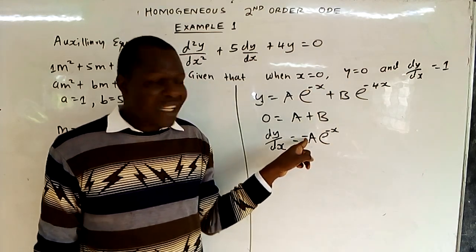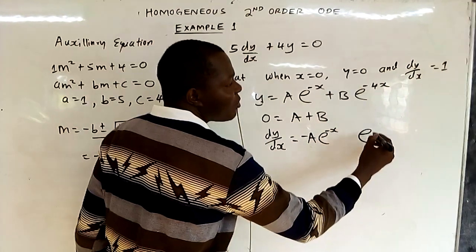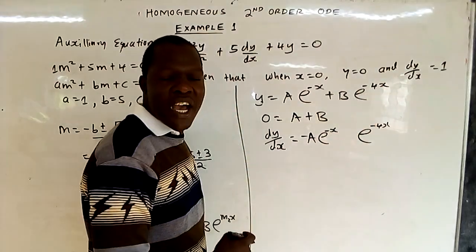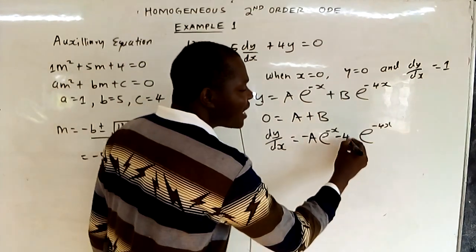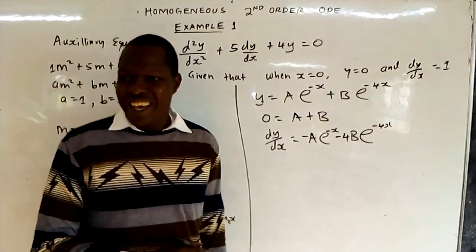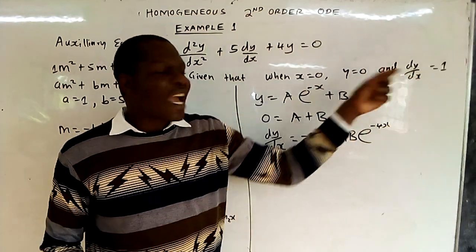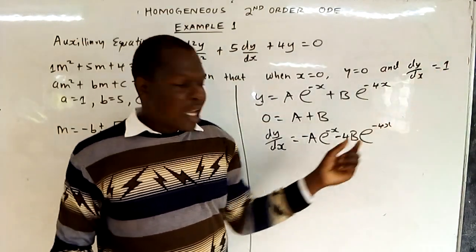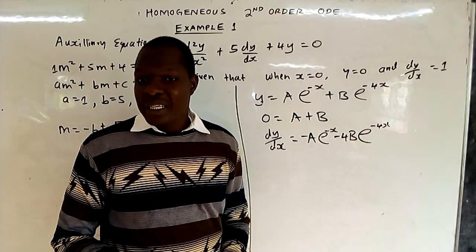Are you seeing? Then you go to the second one. If you differentiate e^(-4x), it remains the way it is, then differentiating the inner function, negative 4x, you get negative 4. So negative 4 times b gives negative 4b. Are we together? So after getting dy/dx, you are told that when x is 0, dy/dx is 1. Meaning where there is dy/dx, you put 1, and where there is x, you put 0.